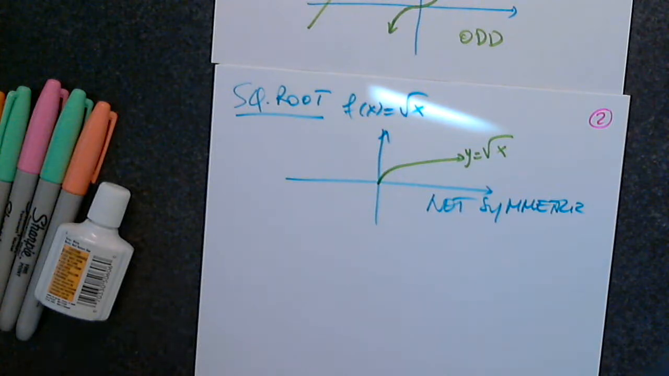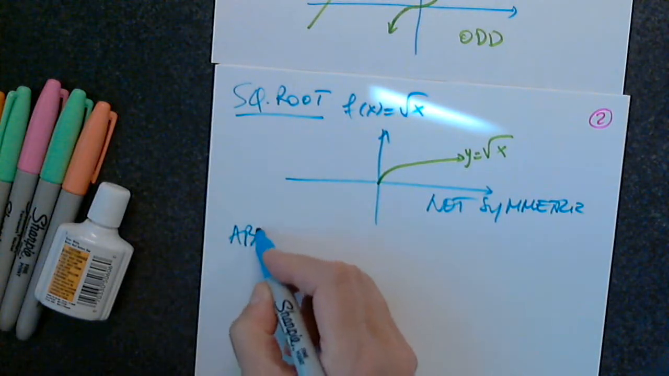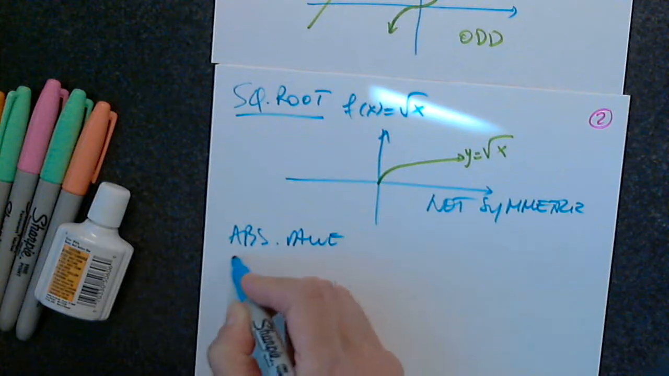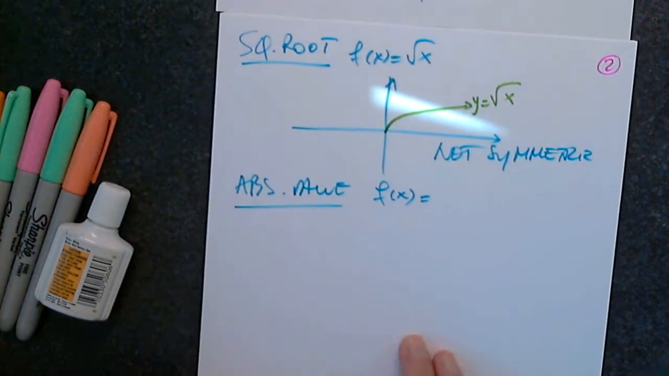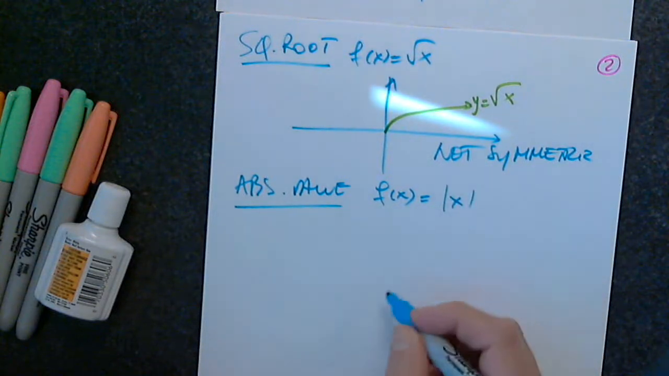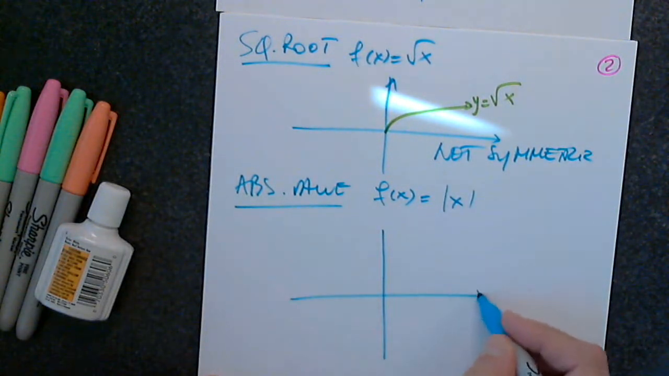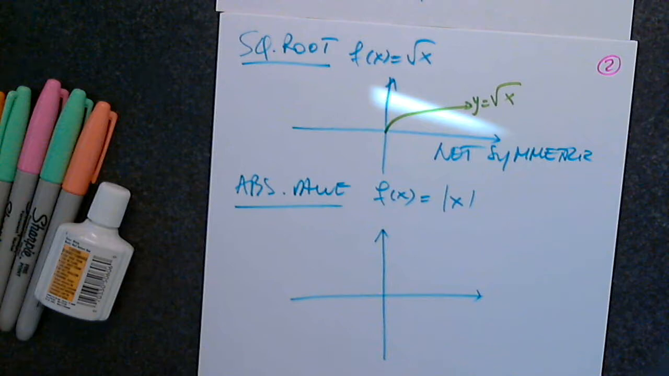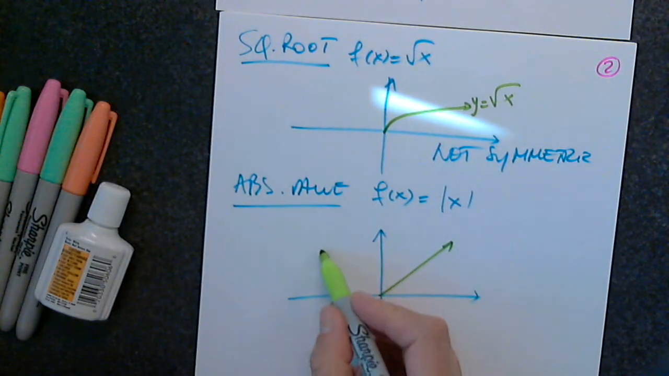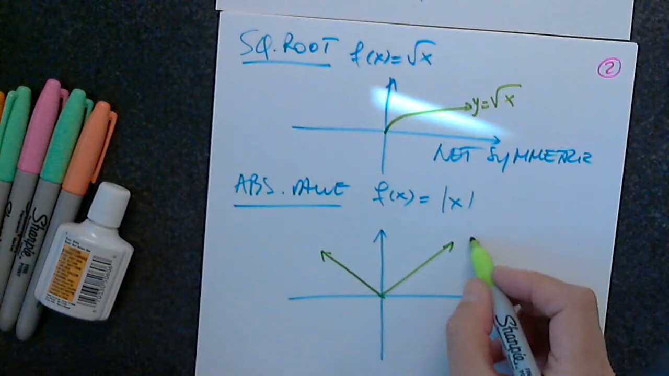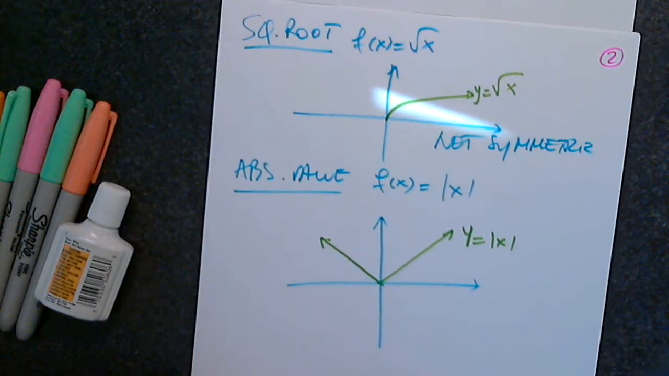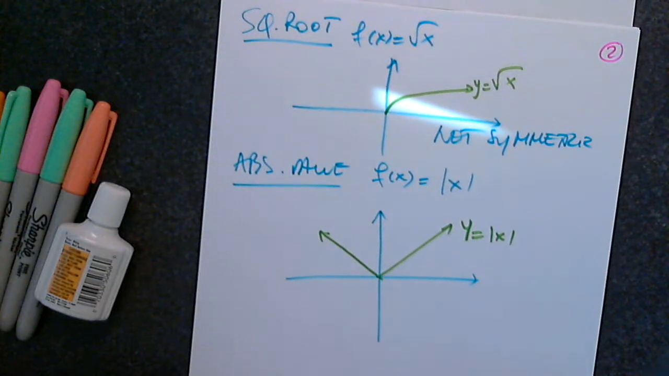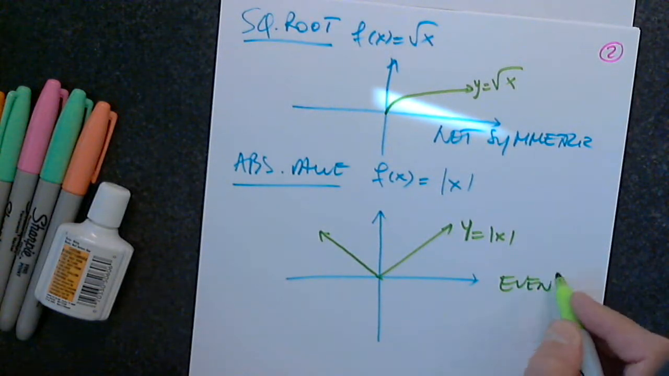Absolute value function. The basic function, the simplest possible absolute value. Very good. If you remember, this is like a V bisecting the first and second quadrants. Y equals the absolute value of x. Odd, even, or none of the above? Absolutely. Perfect.